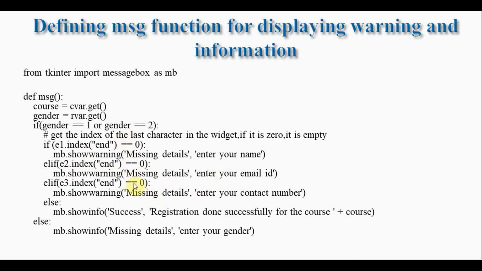If all these things are present, in the else condition I can just show information stating that registration is successfully done for the course, and I am mentioning the course for which they have applied. And the outer else part is, if they have not selected any gender, either male or female, then you can show information stating missing details, enter your gender. So this is how warning information can be shown.